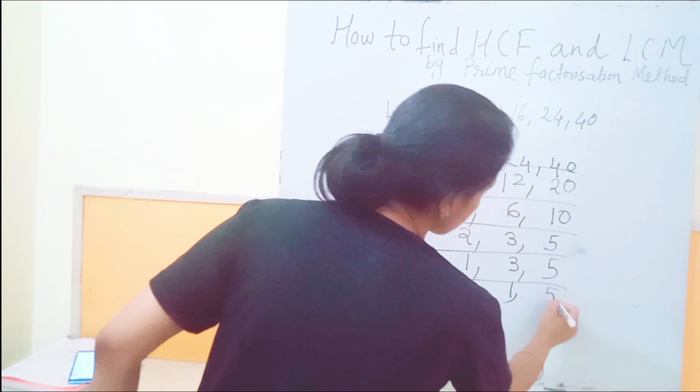2 2s are 4, 4 2s are 8, 8 2s are 16, 16 3s are 48, and 48 5s are how much? 8 5s are 40, 5 4s are 20, so 240 is the LCM of 16, 24 and 40.